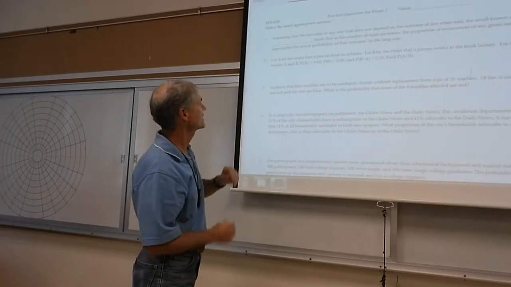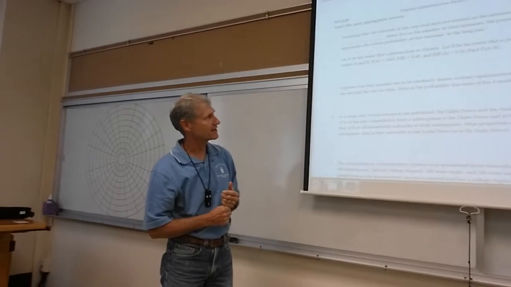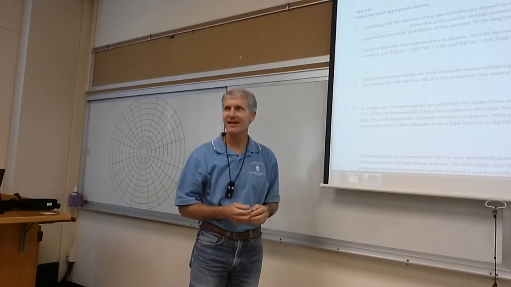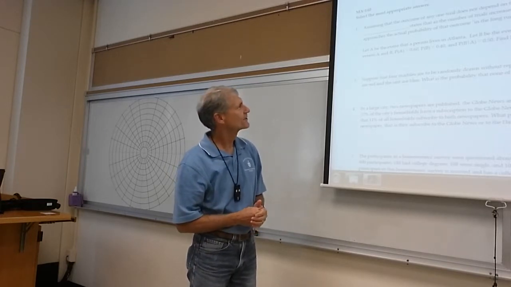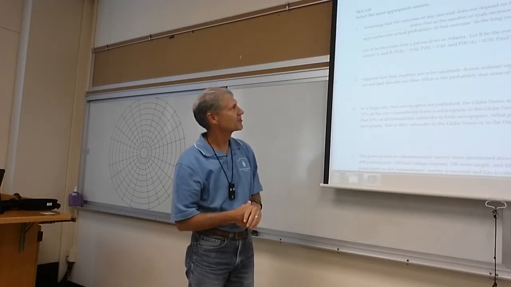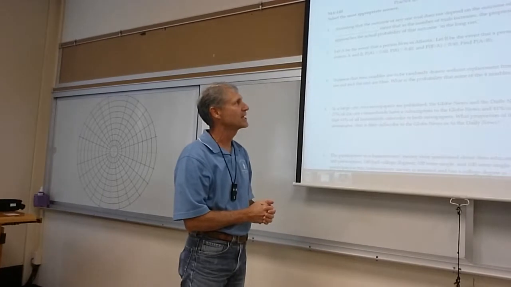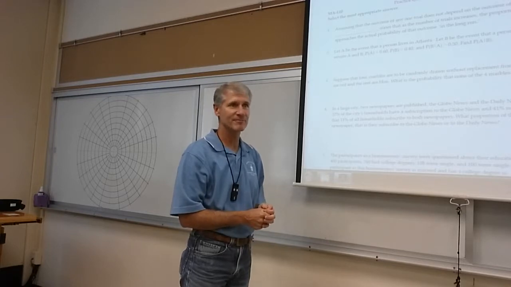So number 2 says, let A be the event that a person lives in Atlanta. Let B be the event a person works at the book factory. Notice what I did there? A, Atlanta, B, book factory. For the 2 events, A and B, probability of A is 0.6, probability of B is 0.4, probability of B given A is 0.5. Now find the probability of A given B.